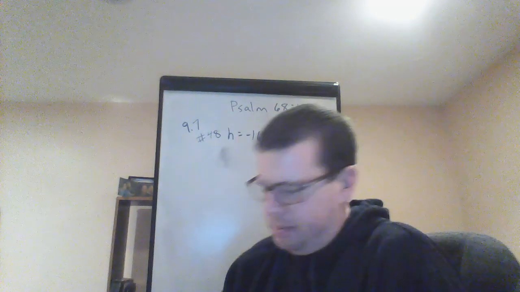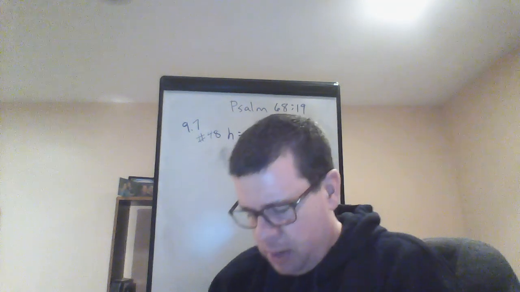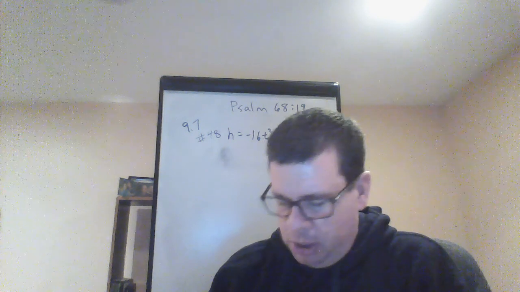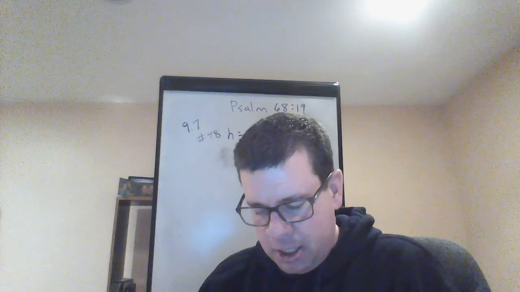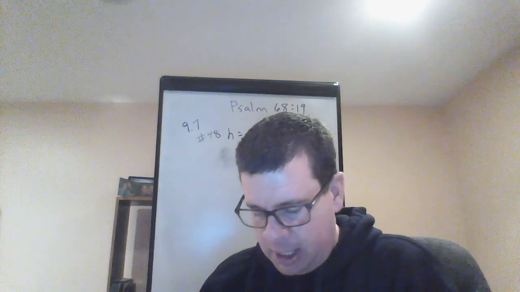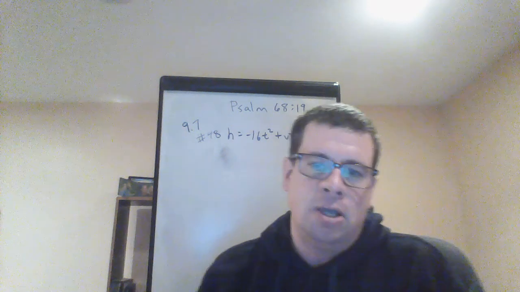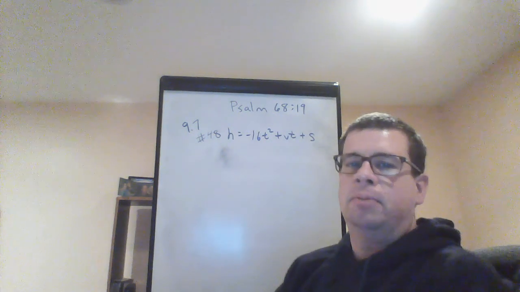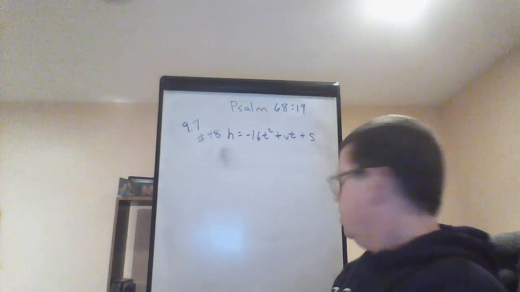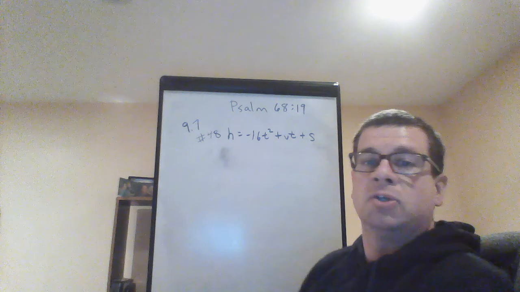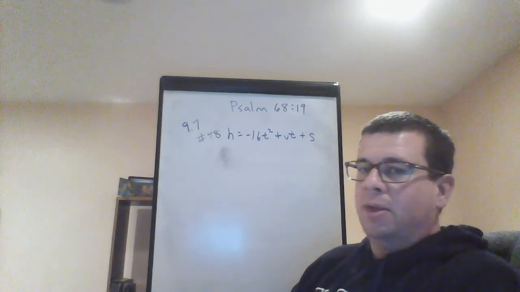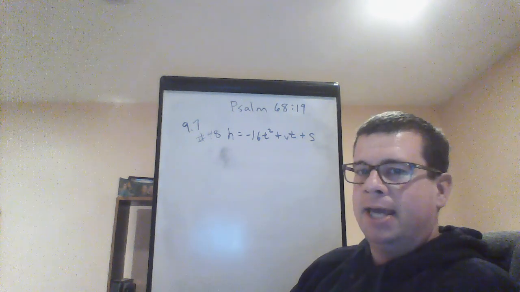48, I think we got a grasshopper. So 48, a grasshopper jumps straight up from the ground with an initial vertical velocity of 8 feet per second. So first it says write the equation for the height of this grasshopper. All right. So again, this is a vertical motion model. So we're going to start with that and fill in what we can.